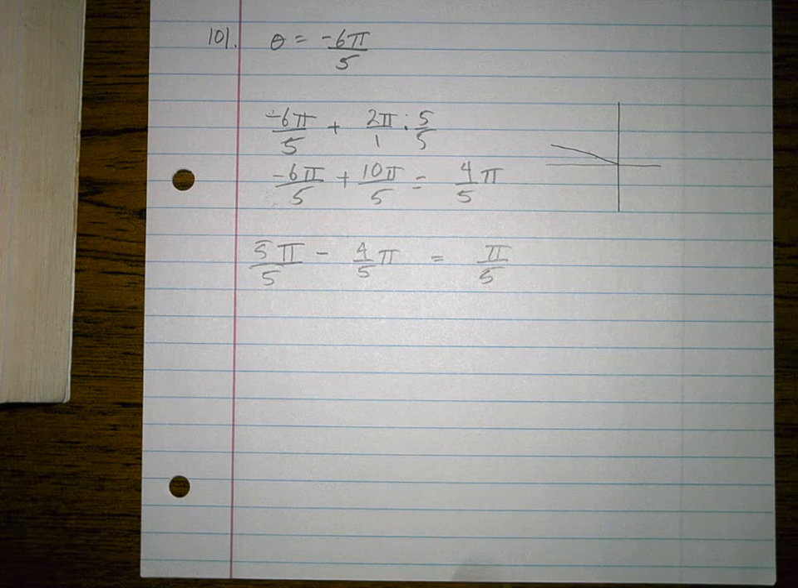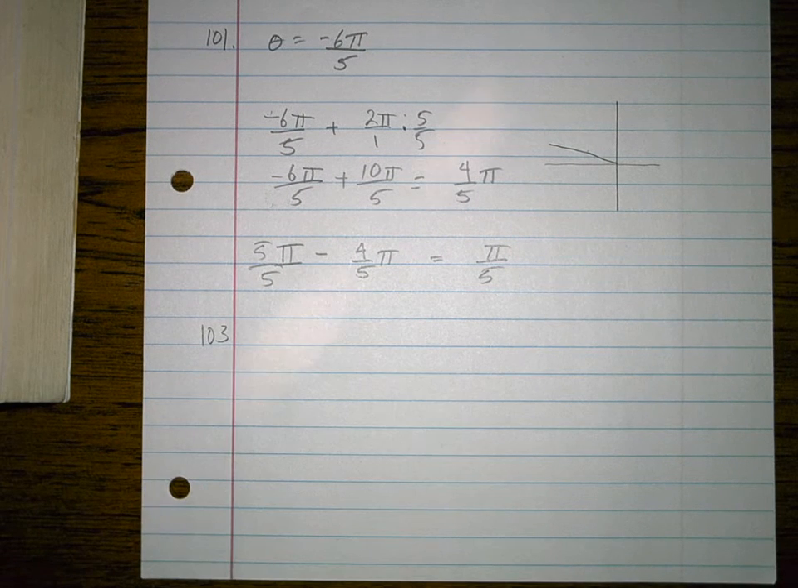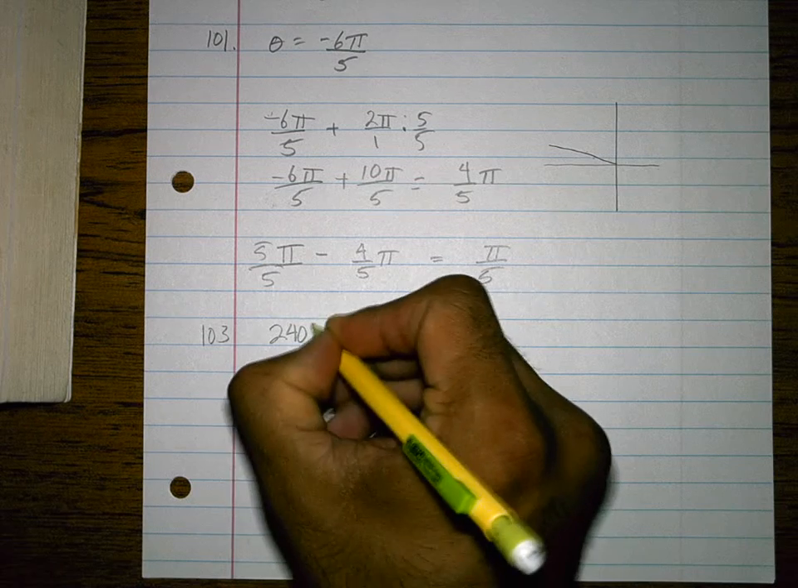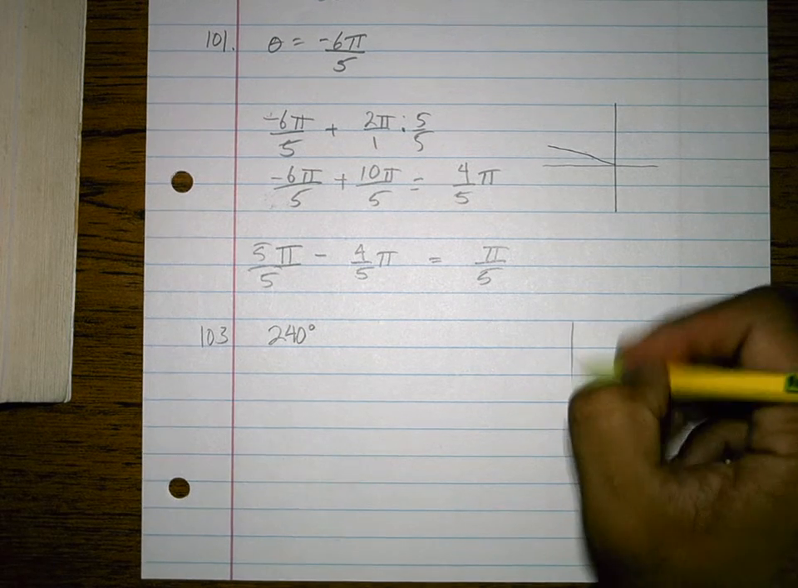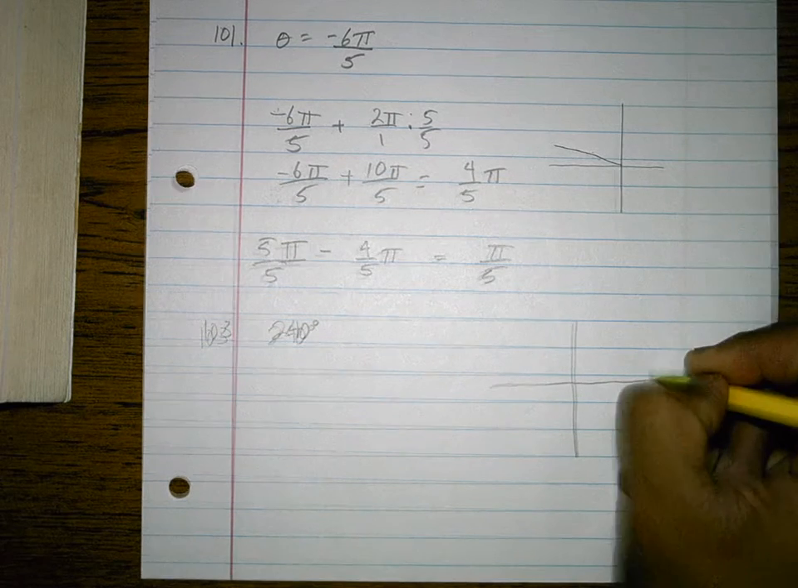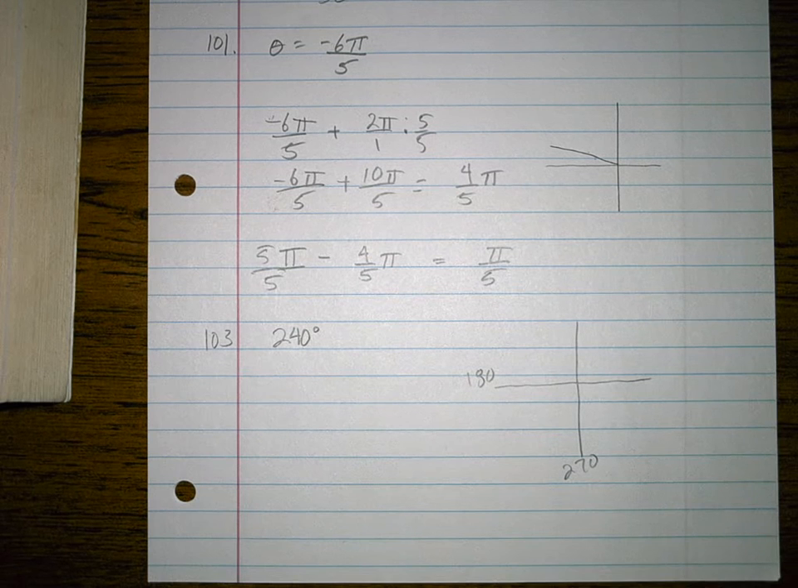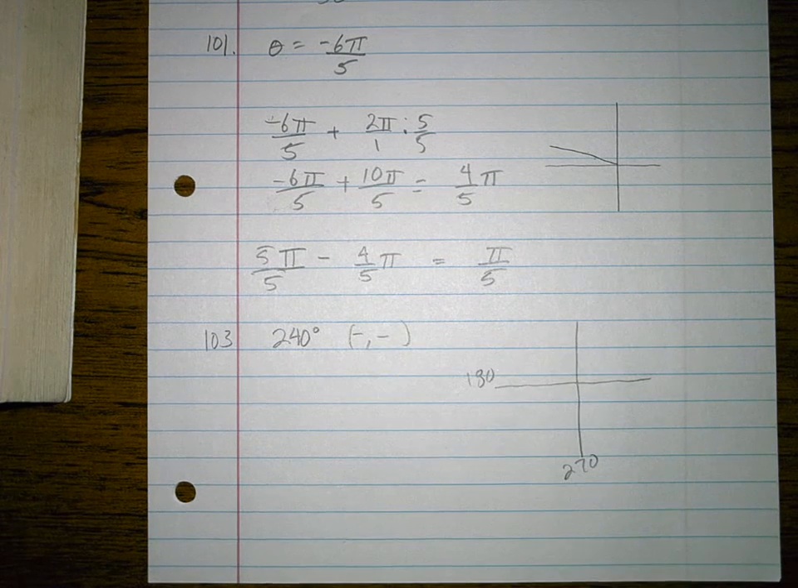Okay, 101, let's look at 103. 103 says, in the exercise, evaluate the sine, cosine, and tangent of the angle without using a calculator. So 240 degrees. I'm going to get this into its reference angle to help myself. This is 180 degrees, this is 270 degrees. So I'm in quadrant 3, so I know sine and cosine are negative. My tangent will consequently be positive. Just keep in mind that my x values and my y values are negative.